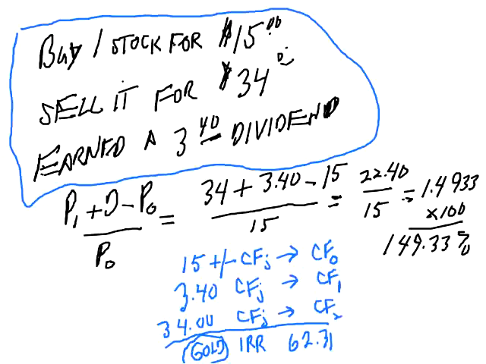And the definition for internal rate of return is the following. Internal rate of return is the rate of return at which the discounted future cash flows equals the initial cash outlay. So you might be saying, okay, well, what does that mean, really? It means the following.